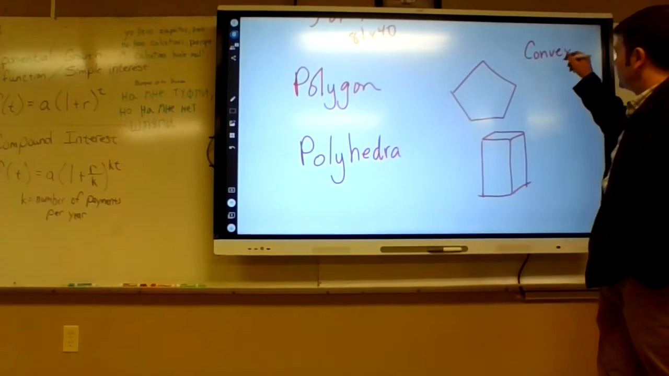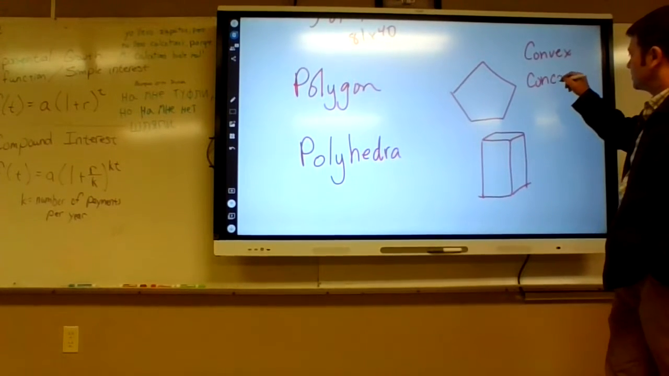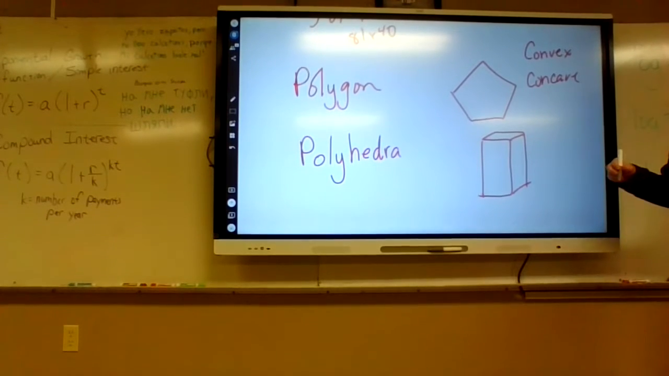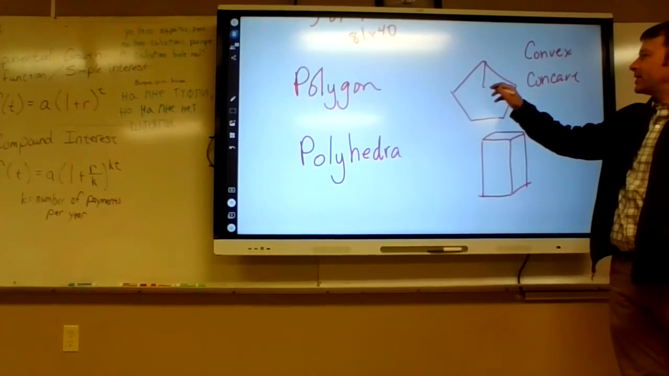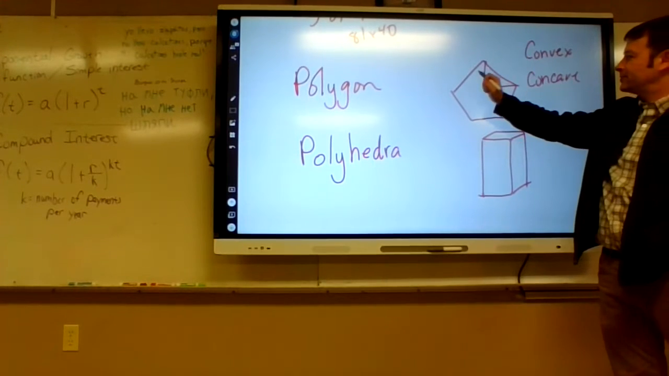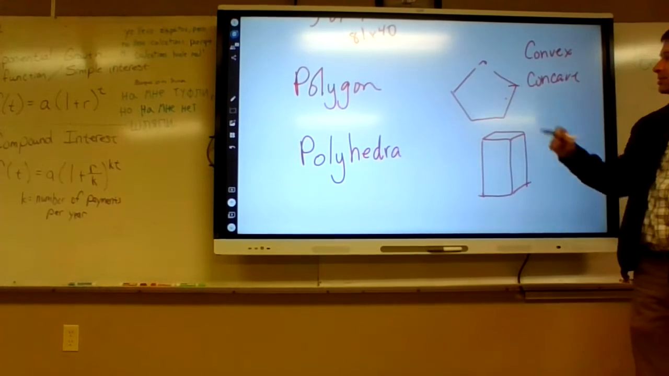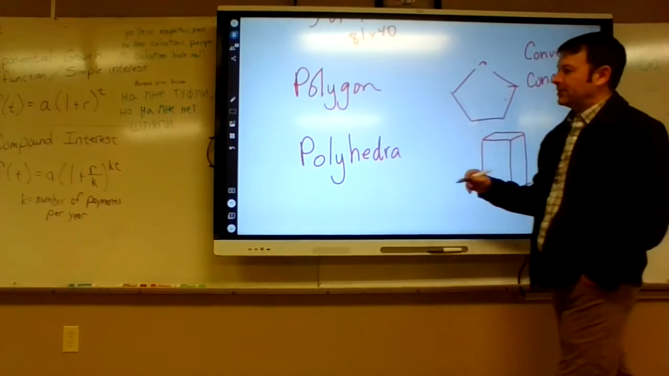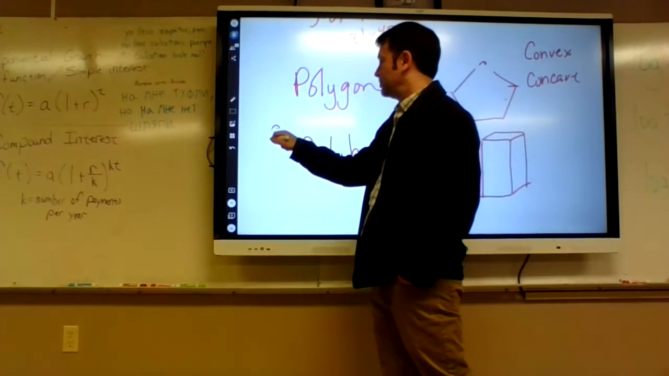You guys remember what convex and concave meant for this? Like this. Concaves have caves, so if it went like that, that would be concave. Convex doesn't have a cave. So this assignment is about convex polyhedra and no caves.